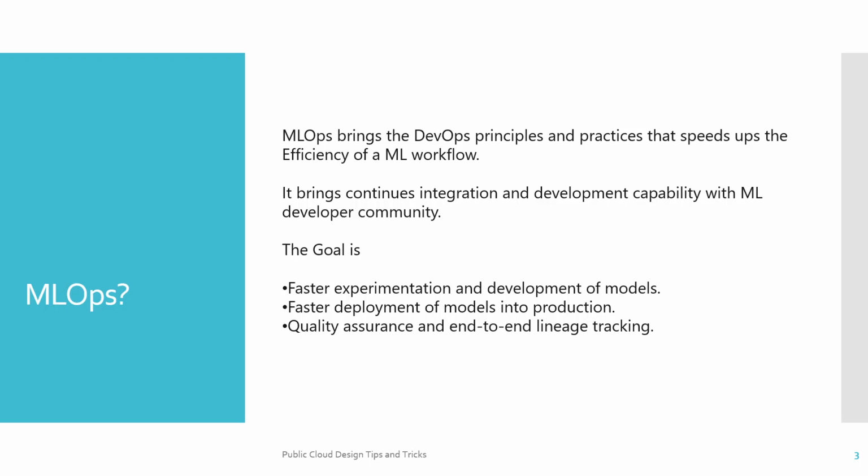And what is the goal of MLOps? MLOps is used for faster experimentation and development of ML models, faster deployment of models into production environment, and quality assurance of end-to-end lineage tracking of an ML lifecycle. Okay, so that is what MLOps is all about.